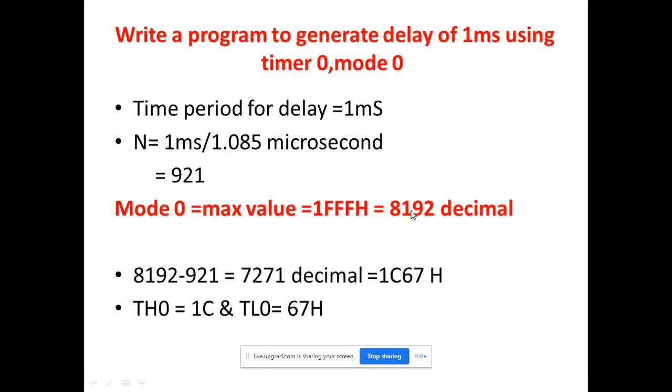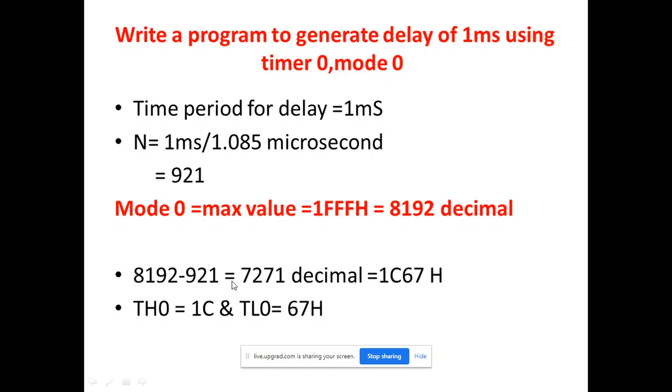Okay, now 921 is subtracted from this maximum value, that is 8192. That's why 8192 minus n, that is 921, your answer comes to 7271. Just convert that decimal into hex. Your answer is 1C67. Now 67 is your lower byte and 1C is your higher byte. Just place those numbers into the respective registers. Now you are using timer number 0, and that's why you call these timer 0 lower byte and timer 0 higher byte. Agree with this calculation?